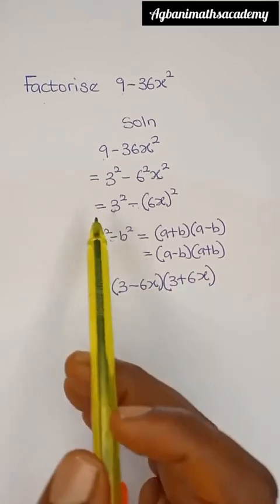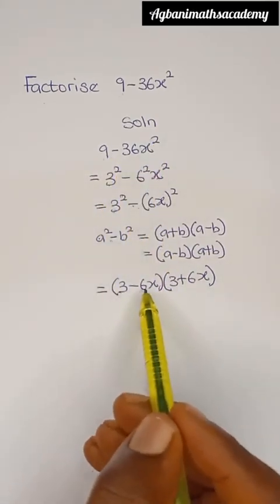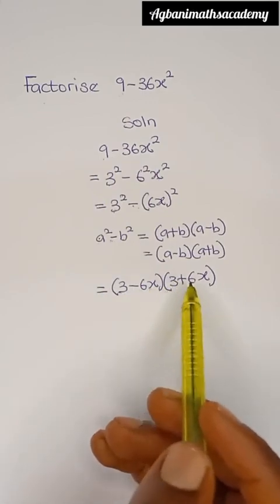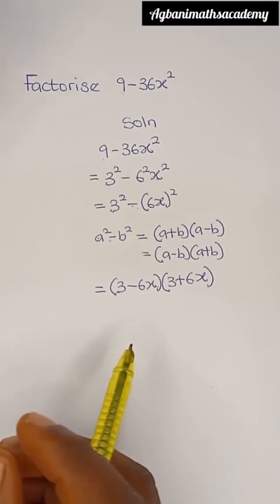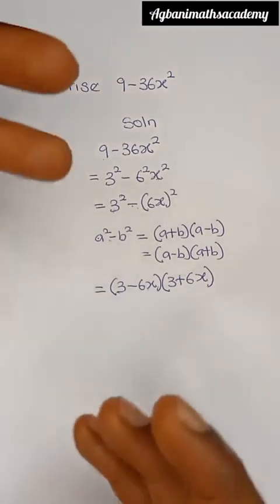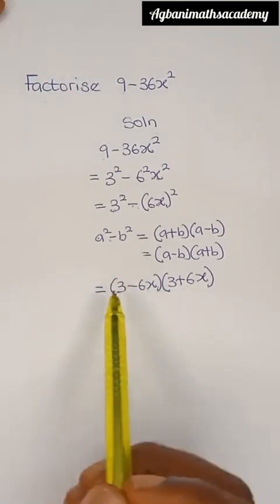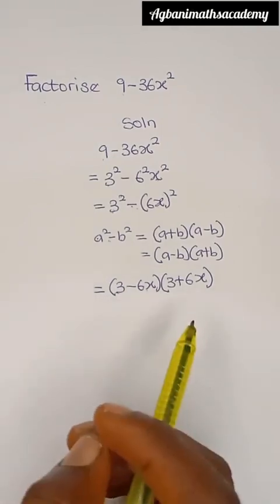We have been able to factorize 9 minus 36x squared to give us 3 minus 6x into 3 plus 6x. Remember, to factorize an algebra means finding two or more algebras that multiply themselves to give you the algebra in question. If you multiply these two algebras, you are going to get this. So this is the simple answer to this question.